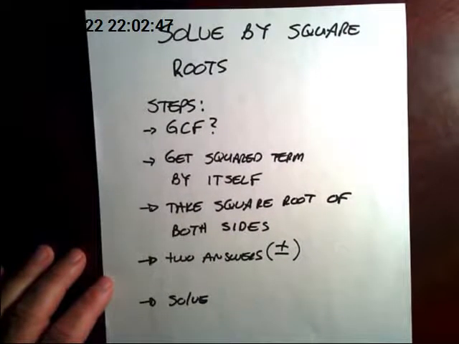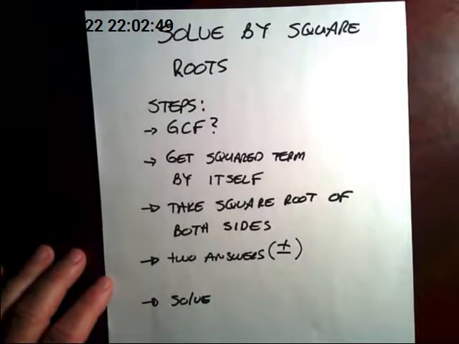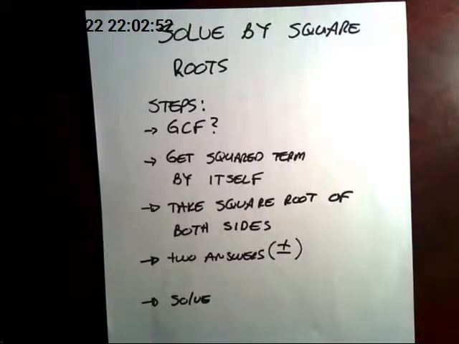Alright, welcome back. The next process we used for factoring was solve by taking the square roots. As always, I start off with trying to find out if there's a greatest common factor. That is, there is a number or variable that goes into all of them. If not, next step, get the squared term all by itself.